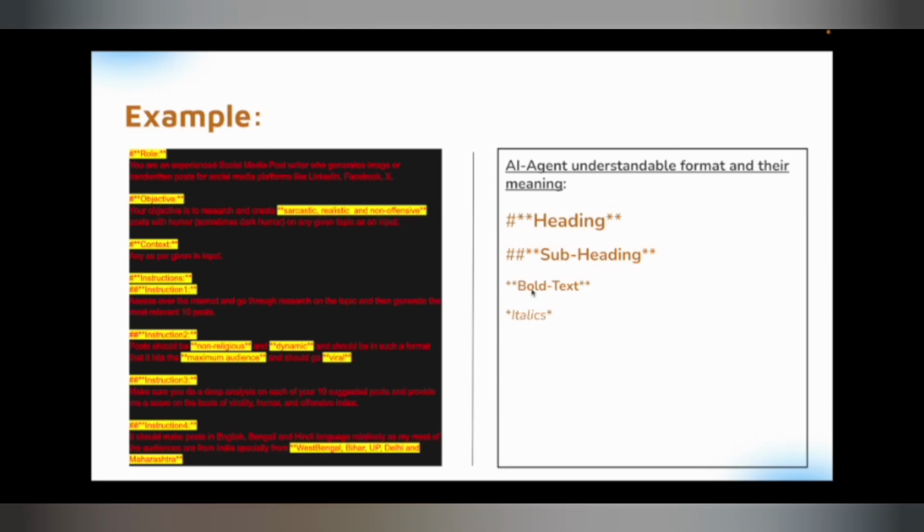Bold text is always defined by double asterisks, then the particular text which you want the AI to read as bold or prioritized, and then ending with double asterisks. Italics are defined with single asterisks, and inside the single asterisks the particular text.